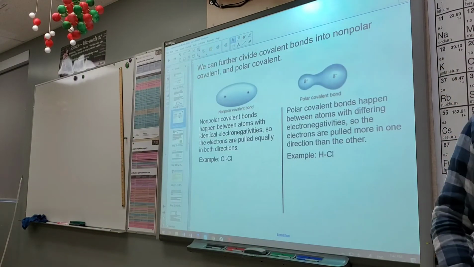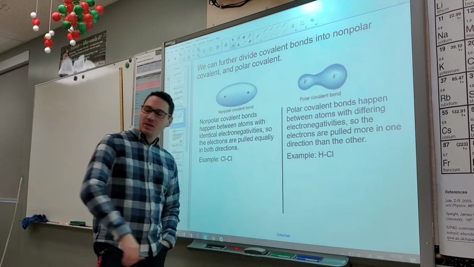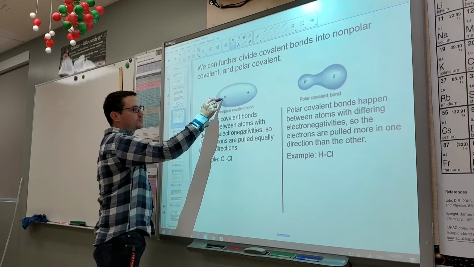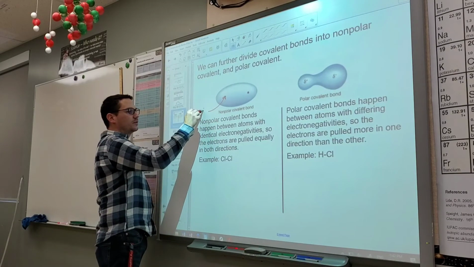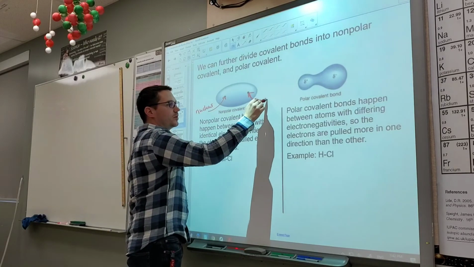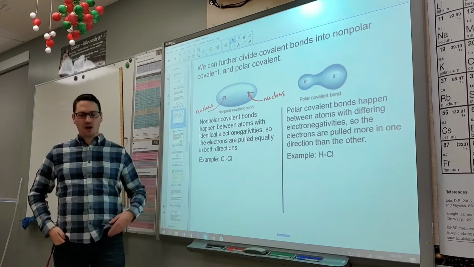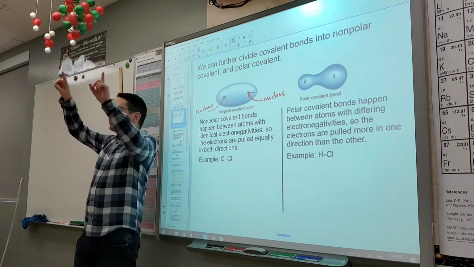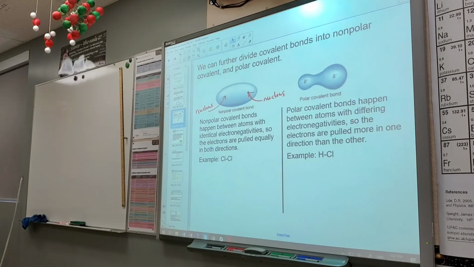Kind of looks like a cell, but it's not. Okay? This is a nucleus, and this is another nucleus. The bubble that surrounds these two nuclei, that's where the electrons could exist.